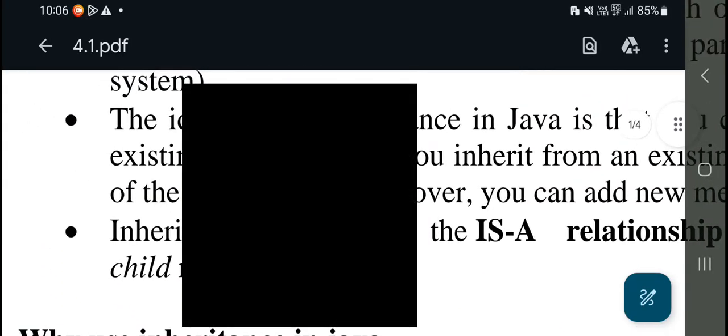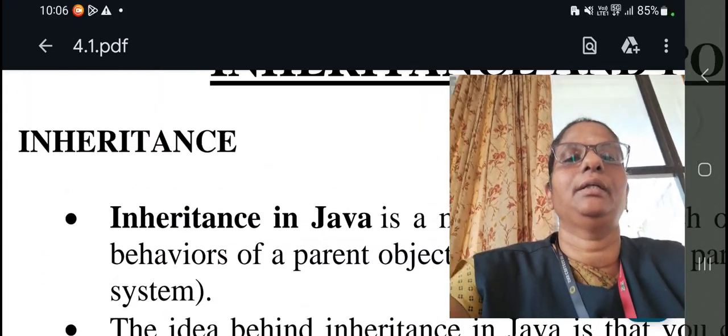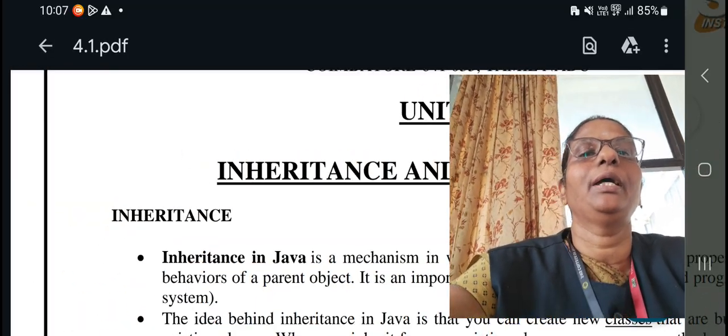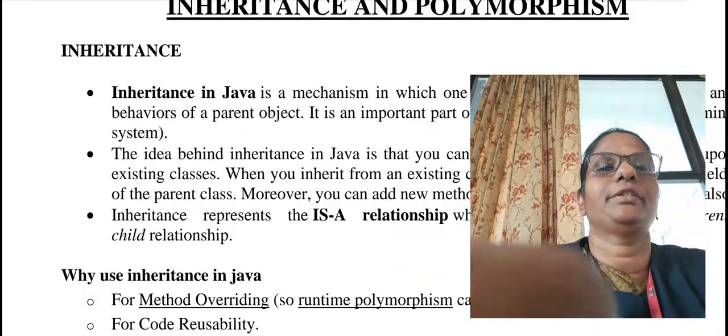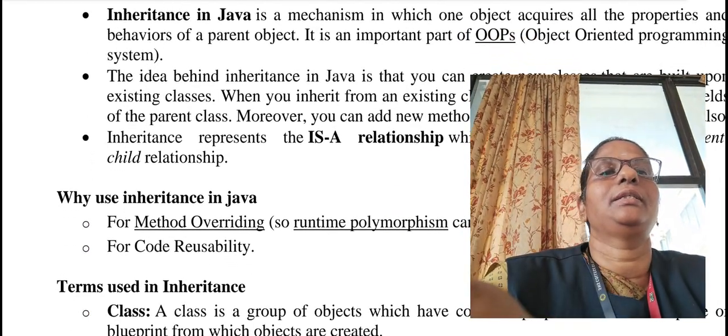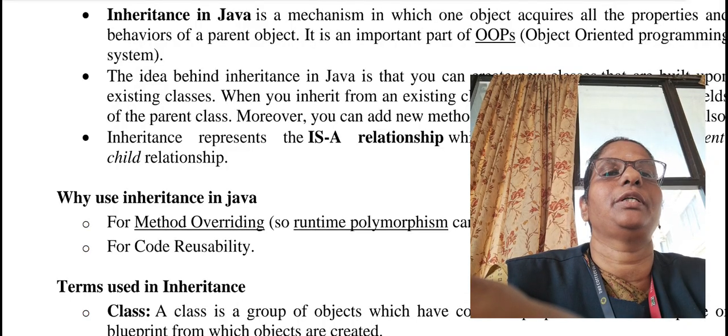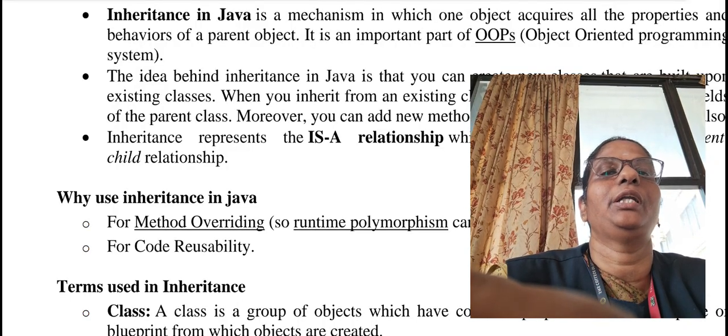So inheritance is a main concept in Java. Here we are going to see inheritance and polymorphism. Inheritance is in object oriented programming; it's one of the main properties of the object concept. We have the parent and child concept.